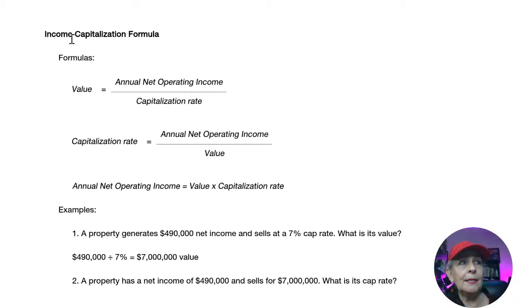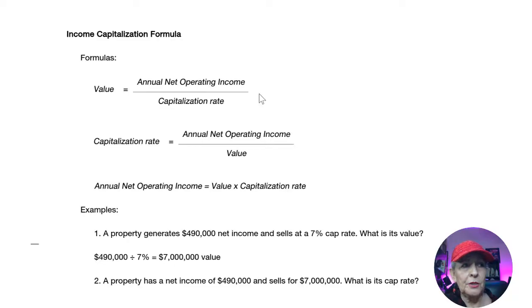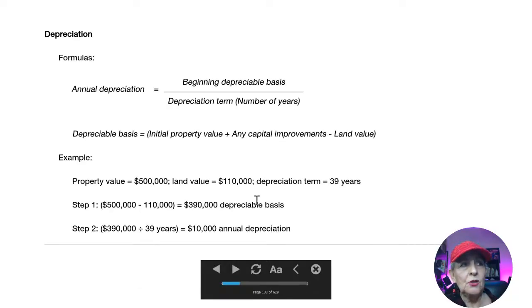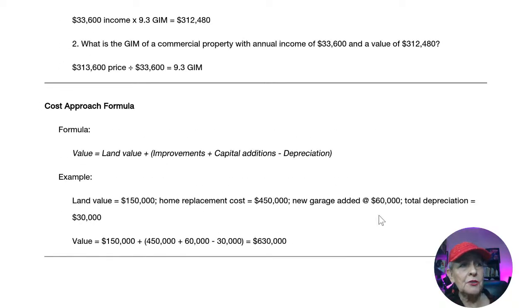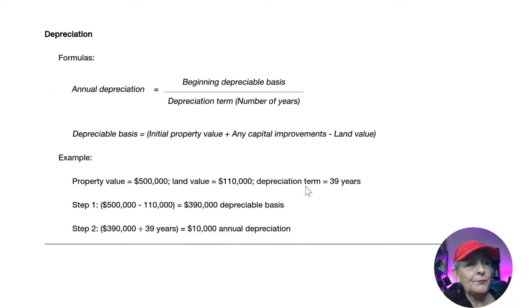So income capitalization formula. So did y'all understand that? So in the prior question formula, they gave us the actual depreciation, right? They didn't tell us how many years. They just gave us the total depreciation for that particular year. In this one, we had to find out the annual depreciation. And they gave us the 39 years.